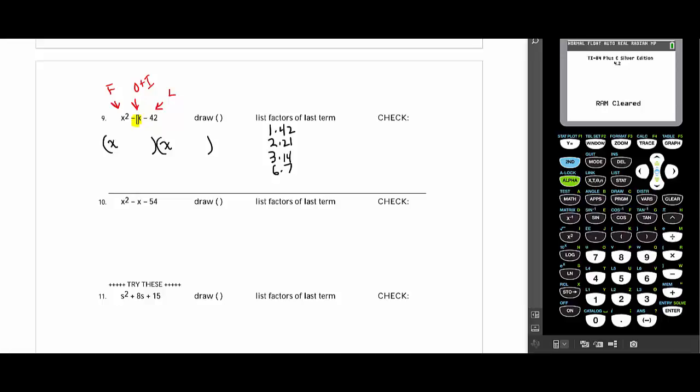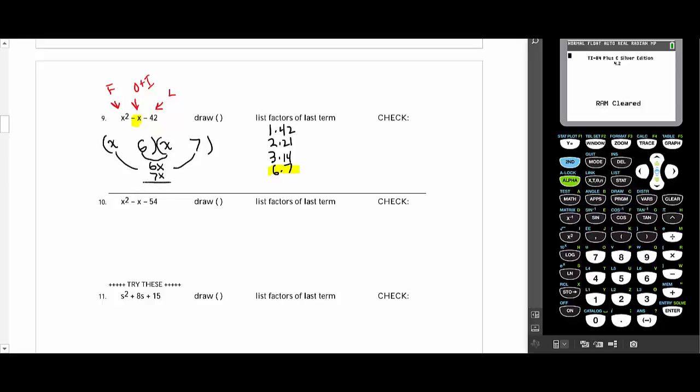6 and 7 are 1 apart, right? So what we're going to do is we're going to work with this one. So just put the 6 and 7 in. Now all you got to do in your head is just figure the signs out. I'm going to do this visual. I think this is helpful. So that's 6x. That's 7 times x.